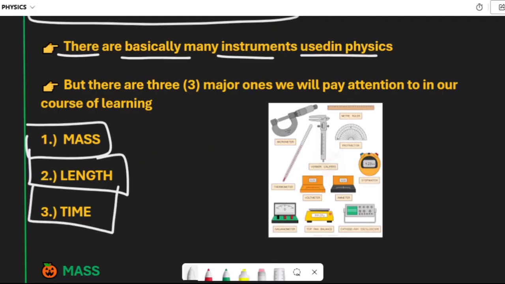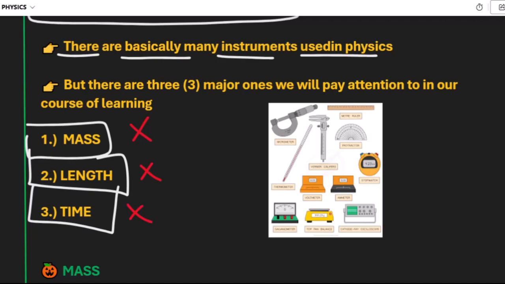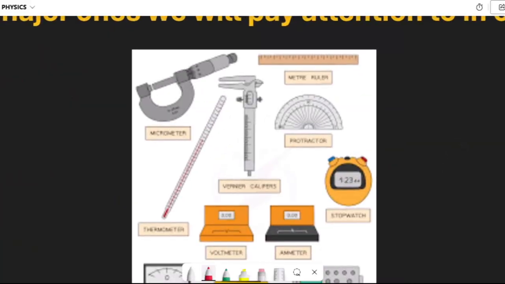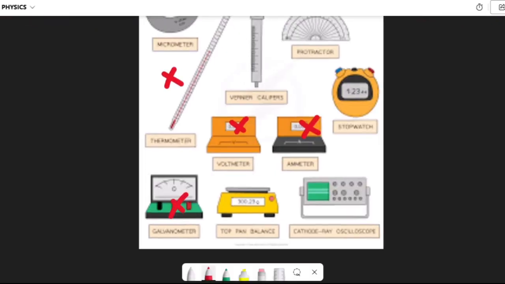The instrument used to measure the mass of a substance, to measure the length of a substance, and likewise to measure time. Like I said, we have other instruments used to measure other things. For instance, let's look at this carefully. You see we have a thermometer, which is used to measure temperature. We have a voltmeter to measure volts, an ammeter to measure current, a galvanometer to measure volts also, and other kinds of measurement.